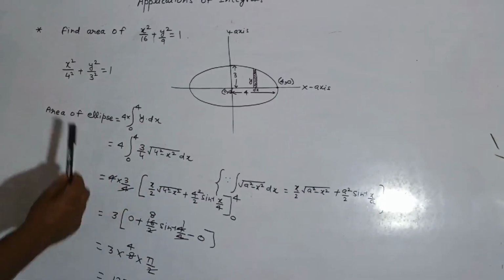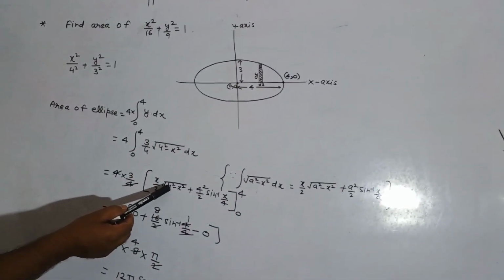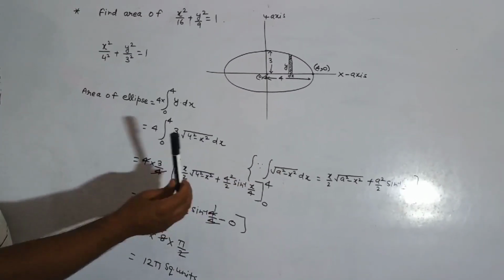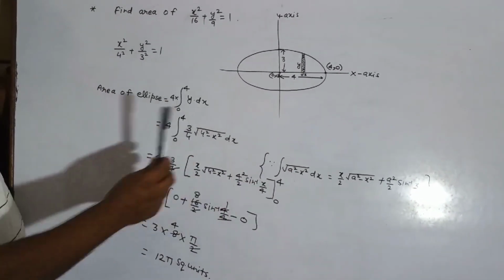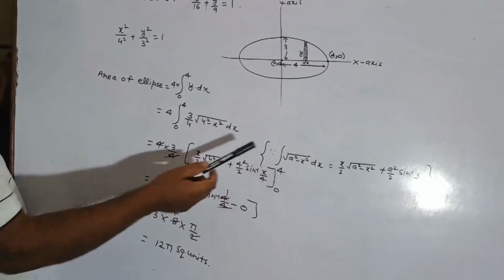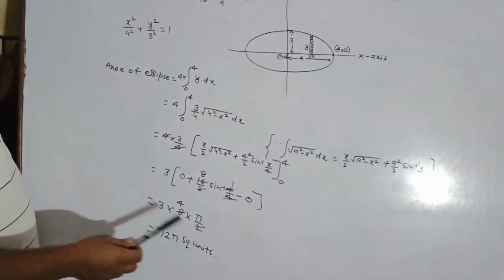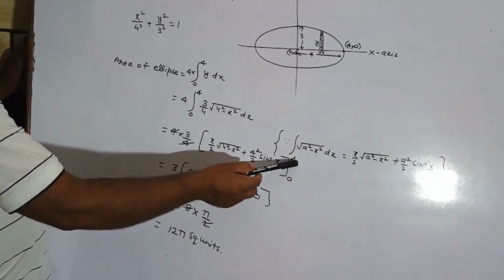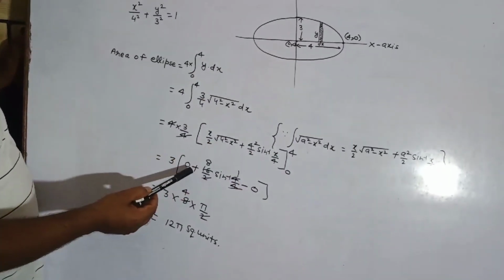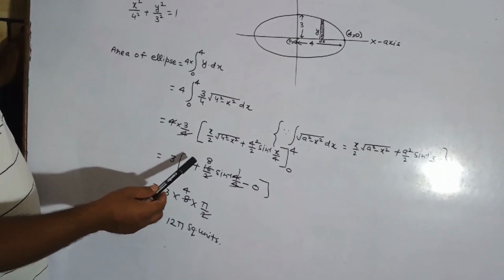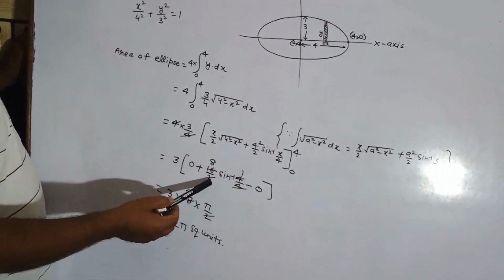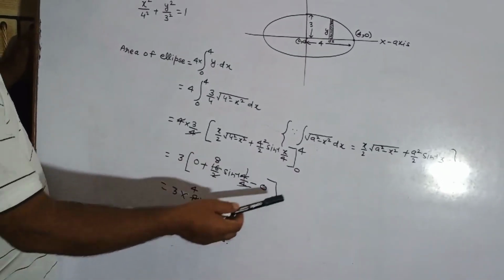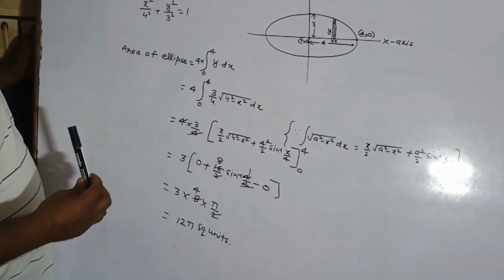So the integral of this part will be x by 2 square root of 4 square minus x square plus 4 square by 2 sine inverse x upon 4, and the limits are 0 to 4. Students, now we will put 4 in the place of x, and then in the place of x we will put 0. When you put x equals 4, 4 square minus 4 square will be 0, plus 16 upon 2, so this will be 8 sine inverse 4 upon 4, minus, when you put 0, you will get 0.